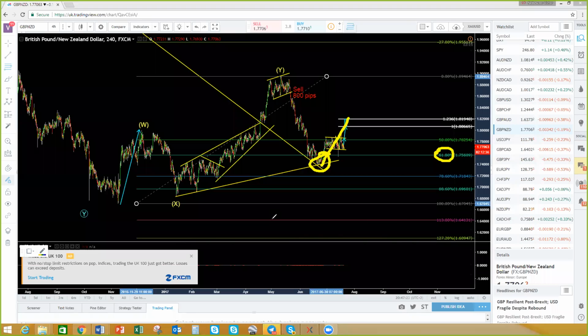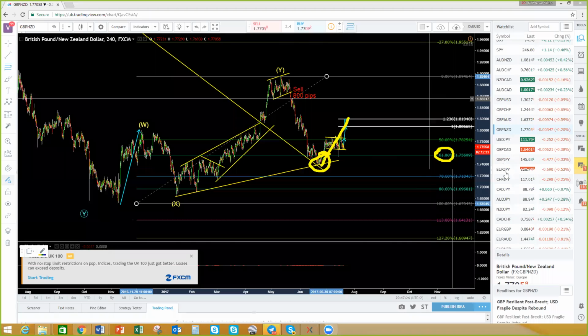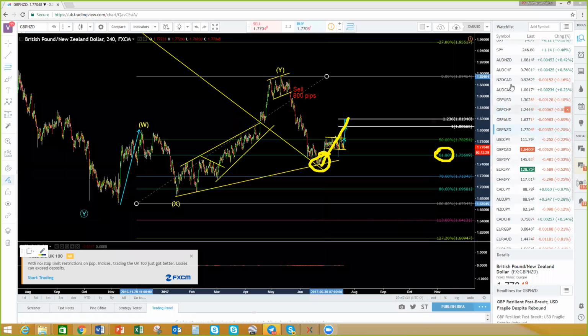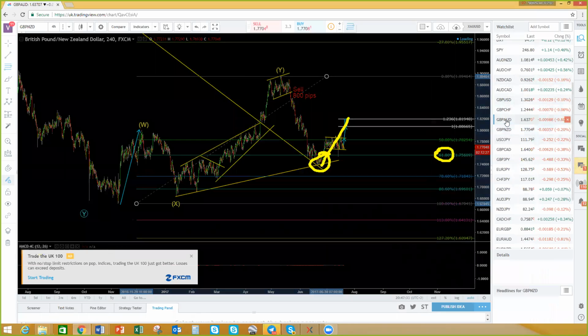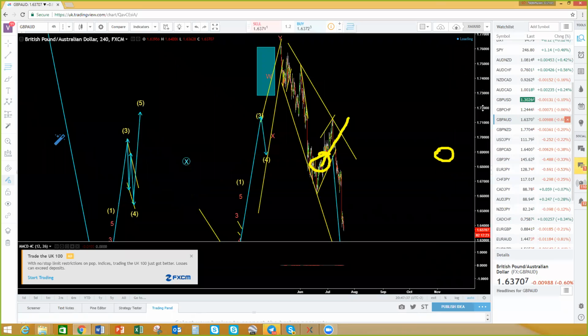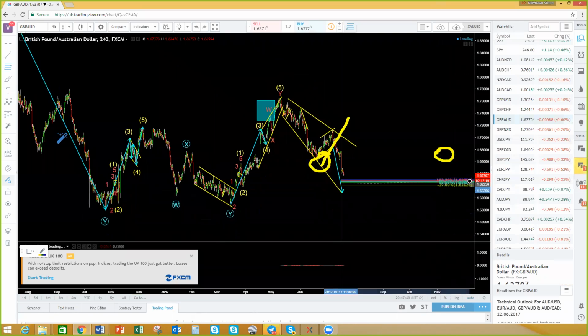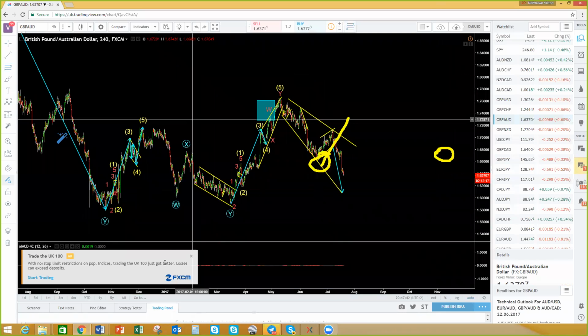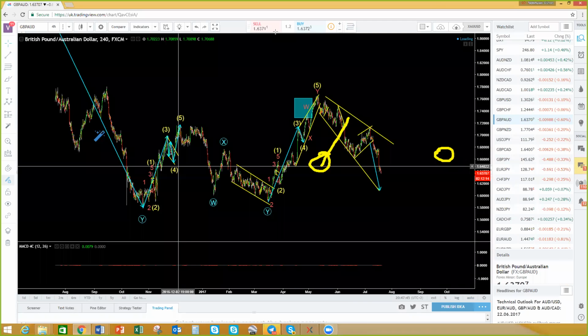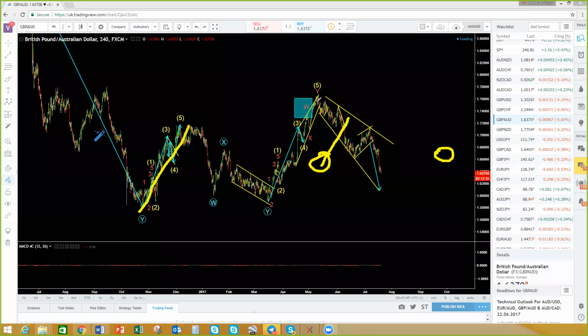So what am I expecting? Because there's correlation, I'm expecting that GBP Audi will also reverse around the 61 area. Let me go to see where GBP Audi is. Can you see that structure that I was talking about? Now this is GBP Audi. Similar structure. See the similar structure? Right?